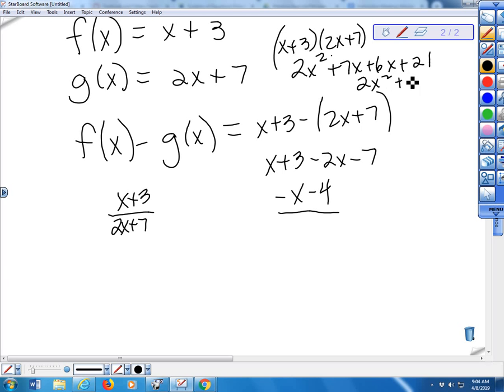which is 2x squared plus 13x plus 21. Doesn't ask me to solve it, just wants me to define what that is. What's the shape of this? It's a parabola. You guys are so good. It's a parabola. What's the domain and range of a parabola?